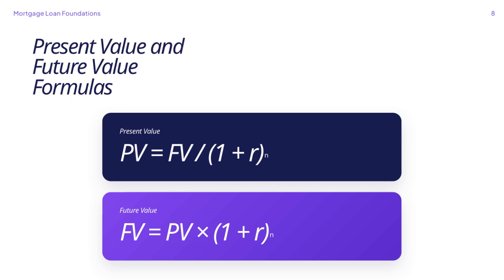Understanding these formulas is crucial, especially when dealing with mortgage loans, as they form a foundation for calculating loan payments, interest, and overall financing strategies. Remember, PV stands for present value, FV for future value, R for the interest rate, and N for the number of periods. Mastering these concepts is key to effective financial planning and analysis.